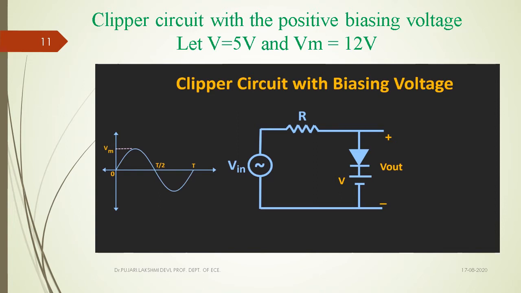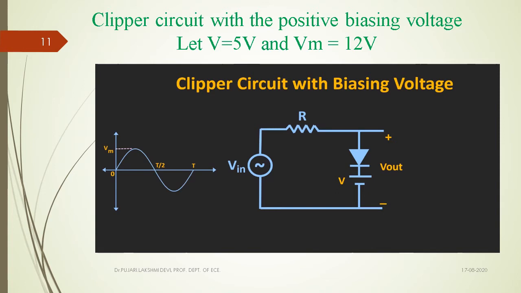Now let us see the input voltage. Let the input voltage be a sinusoidal voltage, with maximum voltage Vm and time period T. The sinusoidal input voltage is given to this clipper circuit with biasing. Here we have given a biasing voltage, that is a DC voltage in series with this particular diode. The positive terminal of the supply is given to the cathode, and the negative terminal is given to the input source, the alternating voltage source.